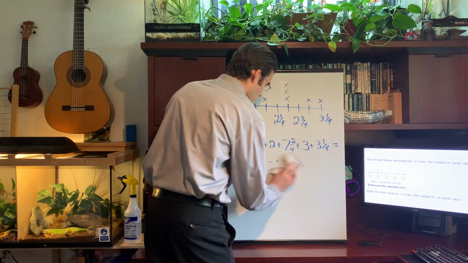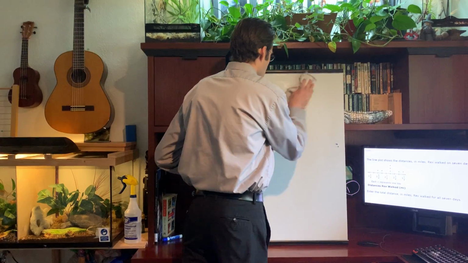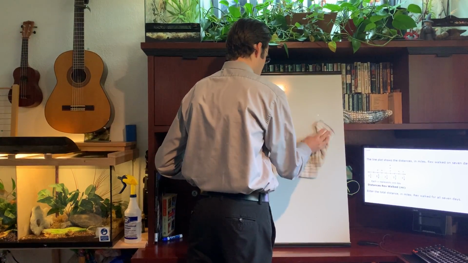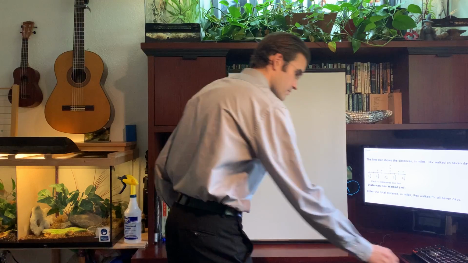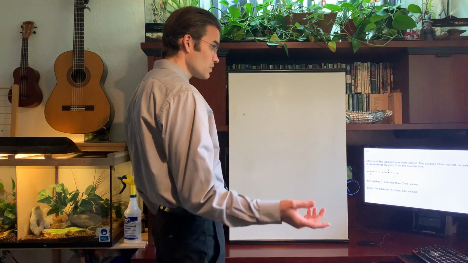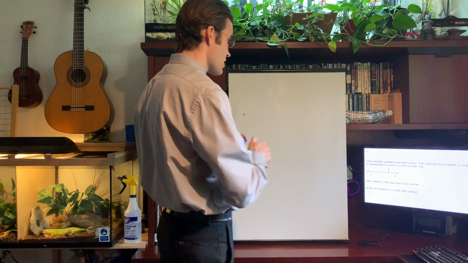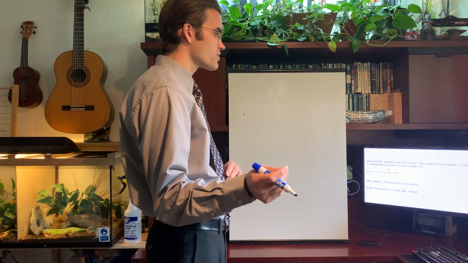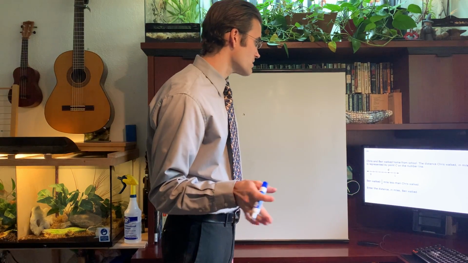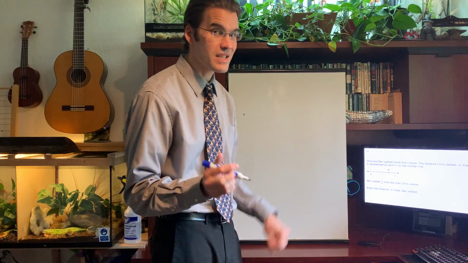Okay, let's move on to some 5th grade stuff. Let's see what we got here. Look, another line. Here we go. Chris and Ben walked home from school. The distance Chris walked in miles is represented by C on the number line.